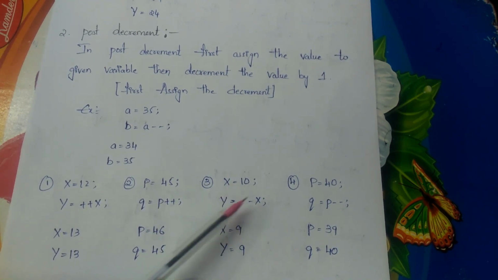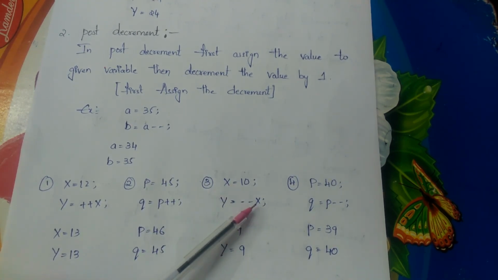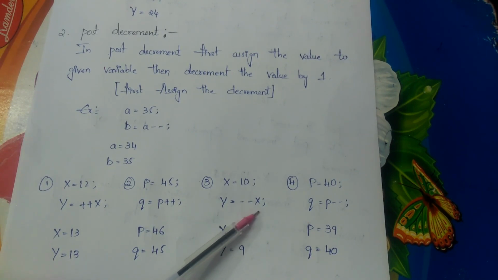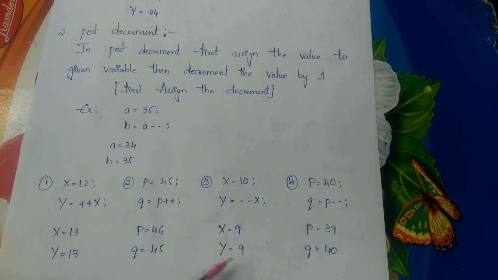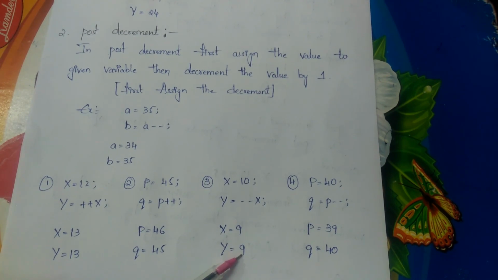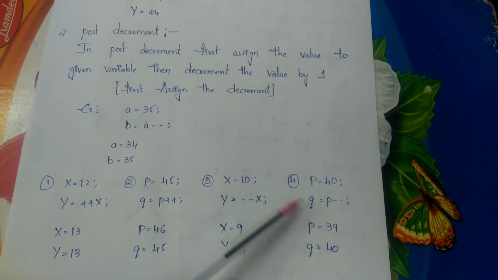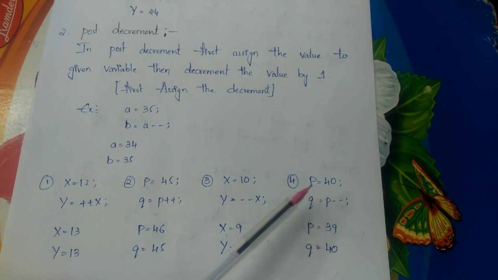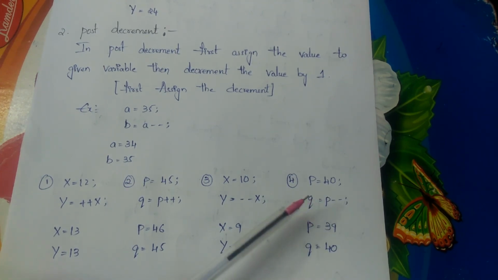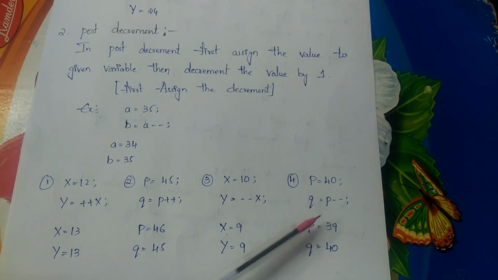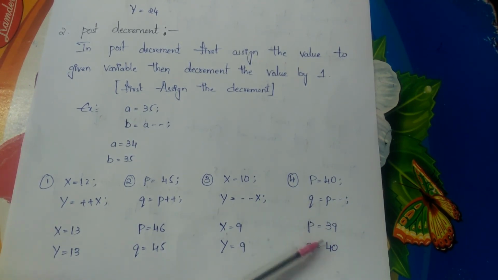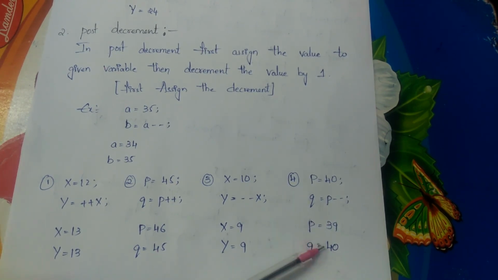So x is equals to 10 and y is equals to minus minus x. Example for the pre-decrement. So x is equals to 9 and y is equals to 9. So first we have to decrement it, then we have to assign it to the variable. Now the same with p is equals to 40. This is an example for post decrement. And q is equals to p minus minus. So p is equals to 39. So first we have to assign it to the variable, then after we have to decrement it, and then q is equals to 40. So this is about the increment and decrement.